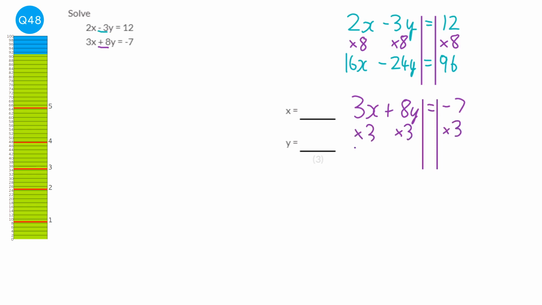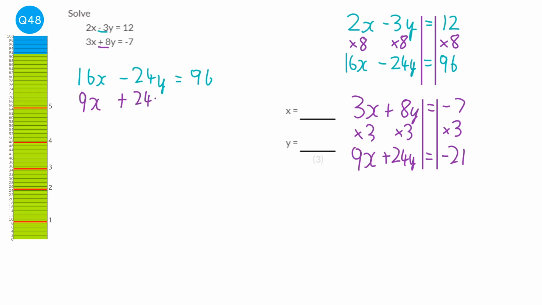And so we've got 3 times 3, which is 9x, plus 24y, which is good, that's what we wanted. And then minus 7 times 3, which is minus 21. So I'm going to write these out again. So 16x minus 24y equals 96. And 9x plus 24y equals minus 21.